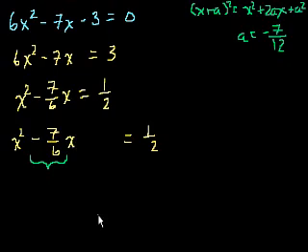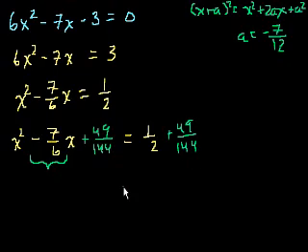So what do I add to both sides? I add a squared. So what's 7/12 squared? Well, it's going to be 49 over 144. If I did it to the left-hand side, I have to do it to the right-hand side. Plus 49 over 144. And now how can I simplify this left-hand side?